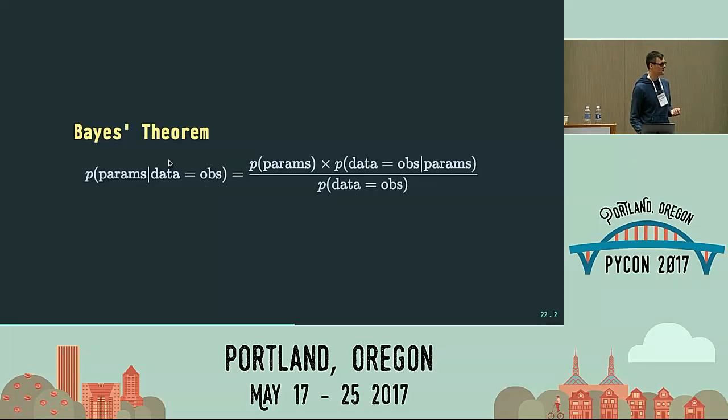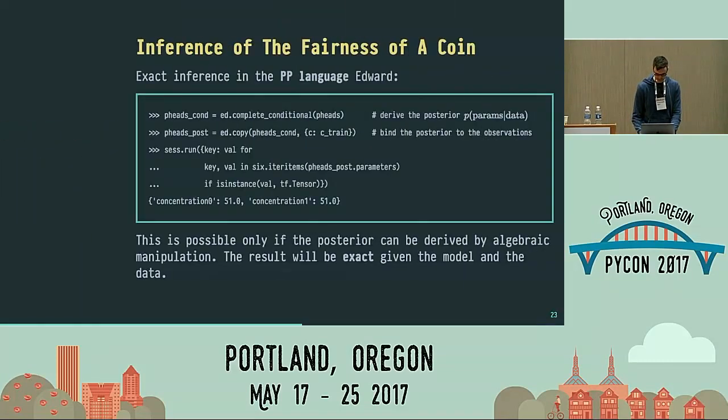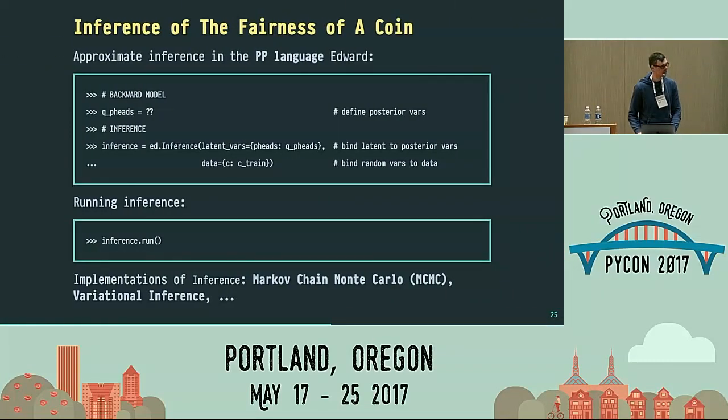And solving for the posterior is non-trivial. So what are you left with? Well, you have to somehow do this approximately. So you have to run approximate methods. And Edward comes with a variety of approximate methods. And the first class we're going to look at later is Markov chain Monte Carlo.